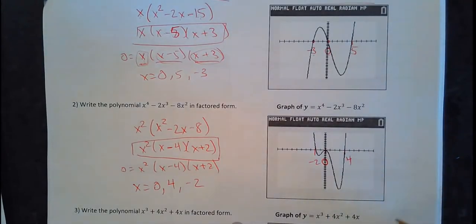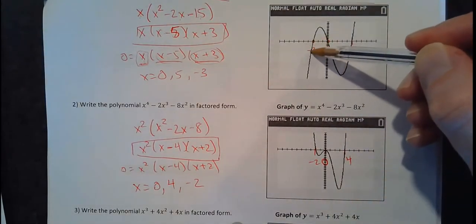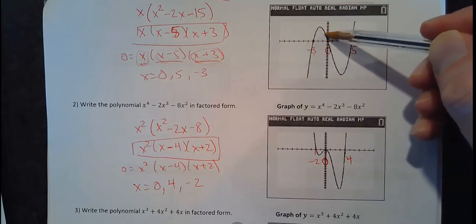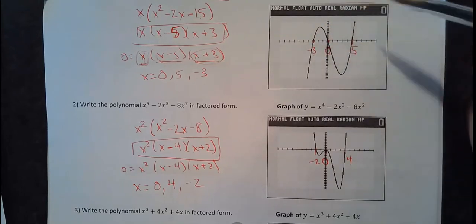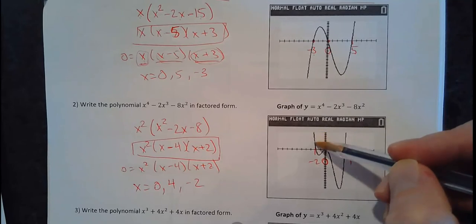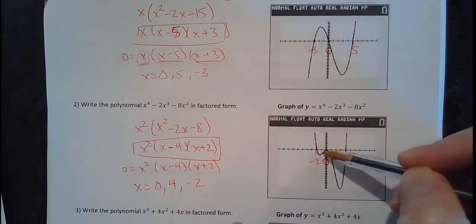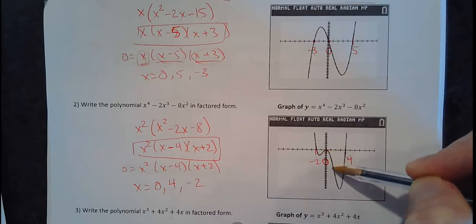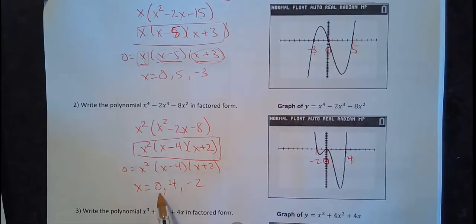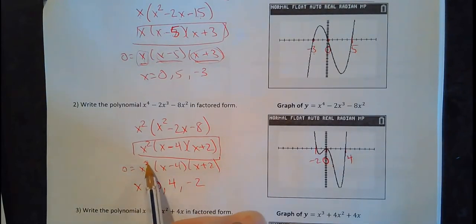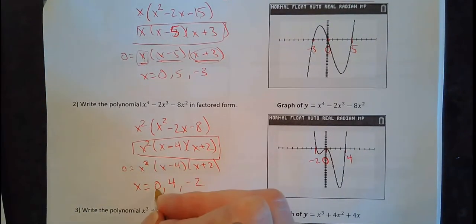Something different happened here, though. On all of the previous ones, the graph went through the 0. Here at negative 2, it went through the 0. But here, instead of going through that 0, it touched and turned back around. Well, what was different? Look here at 0, it came from an x squared, which means technically 0 is an answer twice.